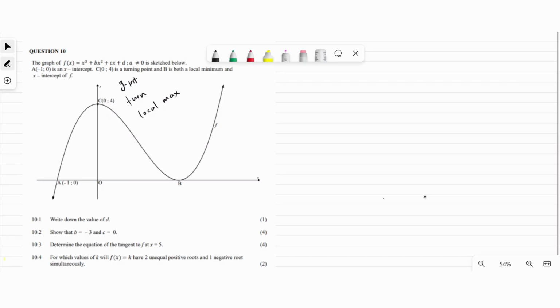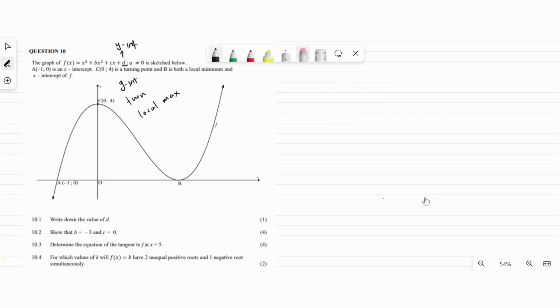So knowing all that, let's start with the first question, which is 10.1. It says write down the value of d, right? So what's d? This d here is the y-intercept. So the y-intercept is going to be 0 and d, right? And in our case, we have the y-intercept, which is c. We know that c is 0 and 4. Therefore, d is going to be equal to 4. Then we're done with this question.